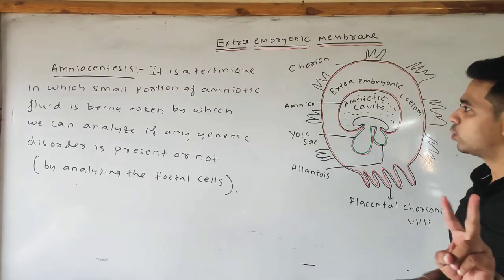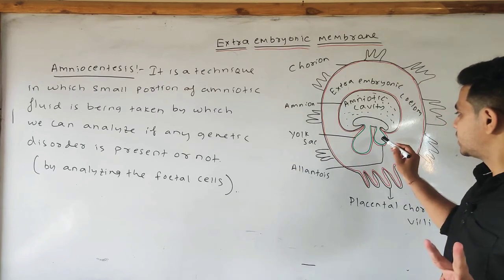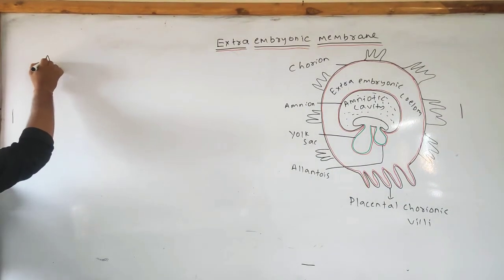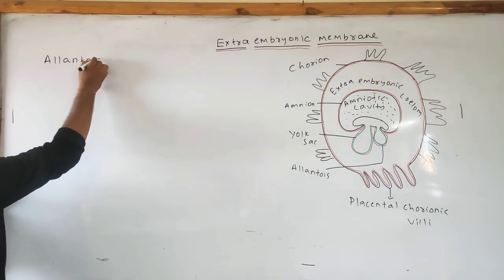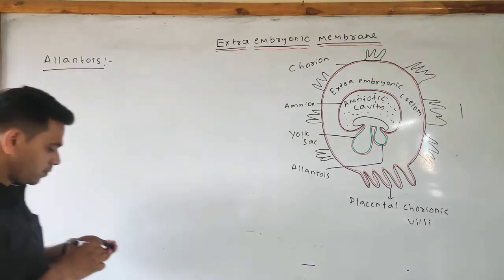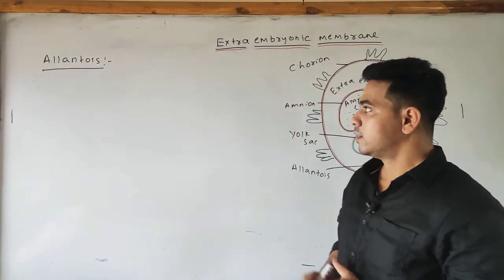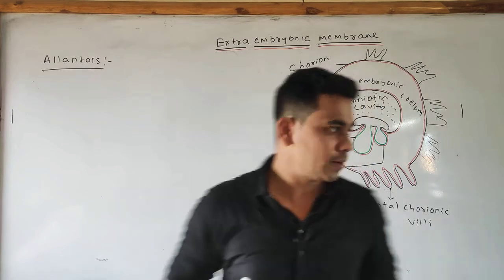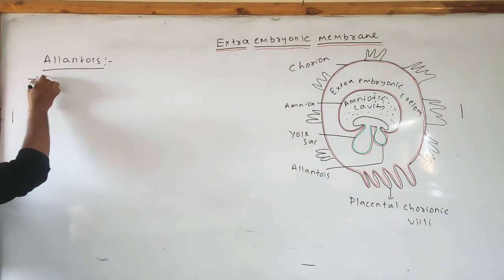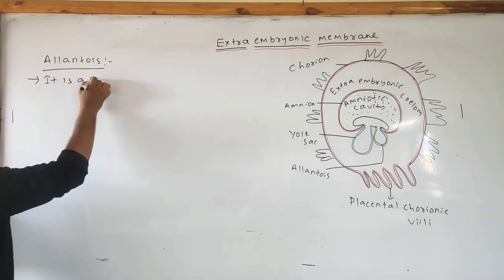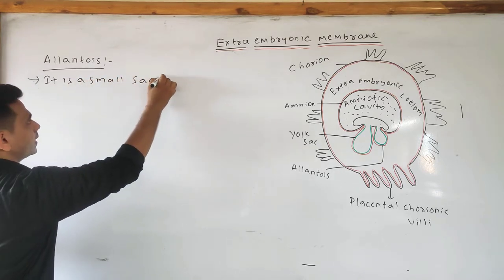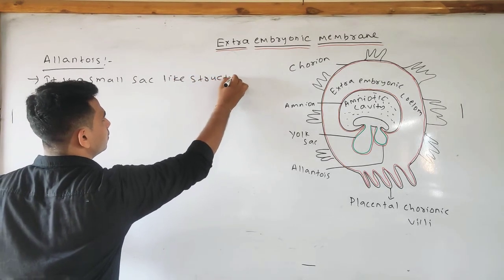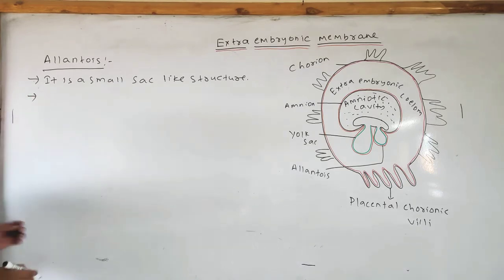Now we will discuss two more extraembryonic membranes, those are the allantois and the yolk sac. Next is your allantois. First point, it is a small sac-like structure or pouch-like structure. Okay. Second point, what are the linings?